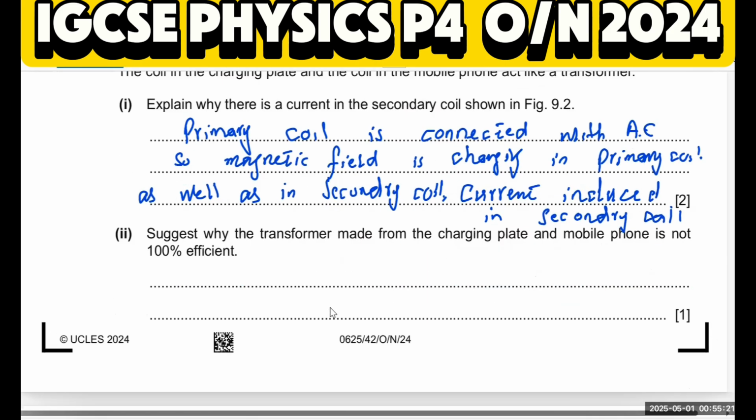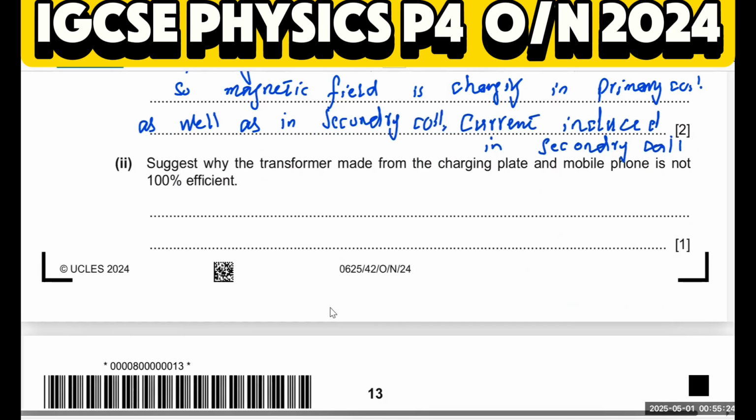Next question. Suggest why a transformer made from a charging plate and phone is not 100% efficient. Because there is no iron core there. In a transformer, there is an iron core to increase the strength of the magnetic field. So some energy is transferred to thermal energy. So there is 1 mark. You will write: energy dissipated in the form of thermal energy.